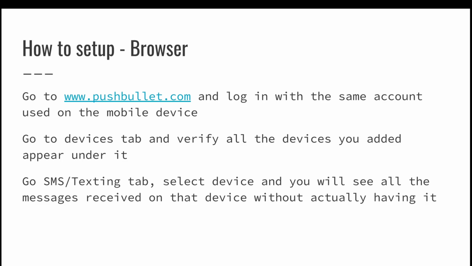And then you can go to the SMS testing tab, select the device, and you will see all the messages received on that device without actually having that device directly. But while you do that, please make sure that the device belongs to you. You cannot just use any random stranger's device and see their messages because it involves privacy violations. So make sure you are in possession of the valid phone number, it's your device, and you are legally and ethically responsible for accessing those messages.